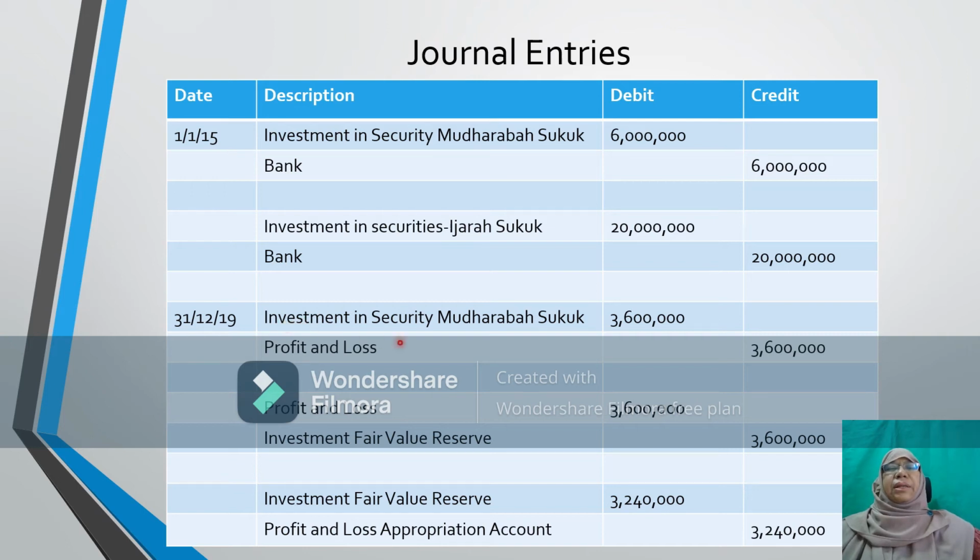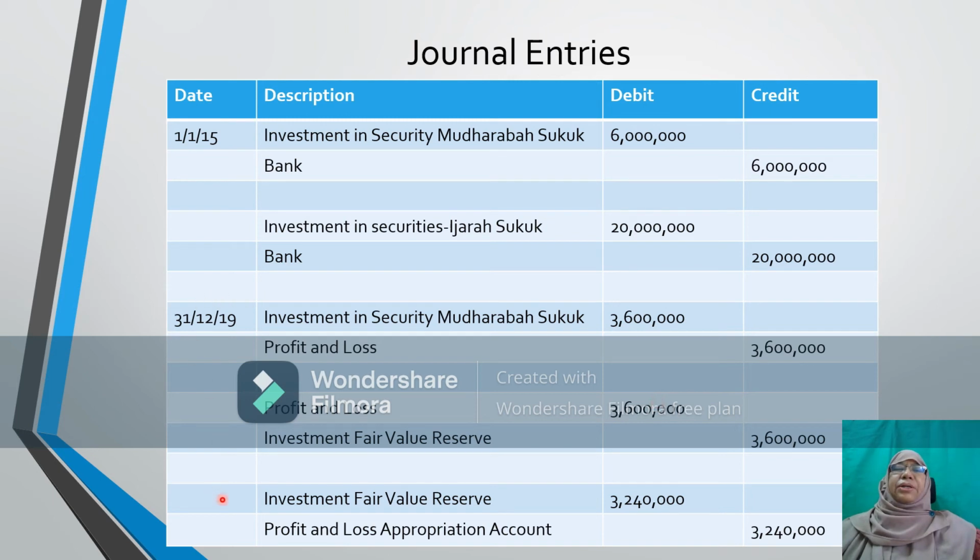For year 2019, there is an increase in value for the Mudharabah Sukuk, from the original recognized price of 5 ringgit to the end of the financial year where the price is 8 ringgit. So the profit, or the gain from this increase, is going to be recognized into the profit and loss account or income statement. So the journal entry will be debit investment in security Mudharabah Sukuk and credited to profit and loss. And the profit and loss will then be transferred to investment fair value reserve, the same amount, 3.6 million.